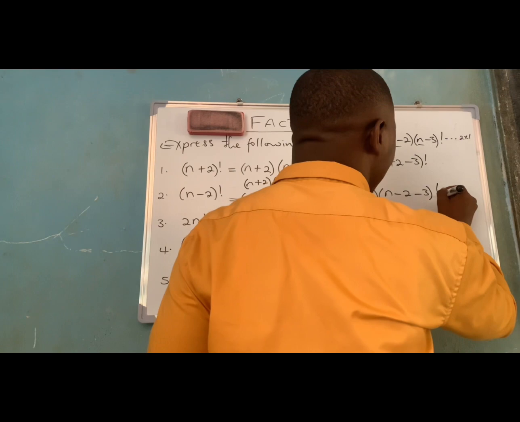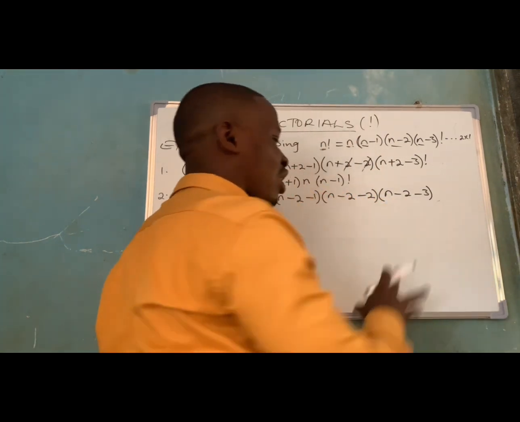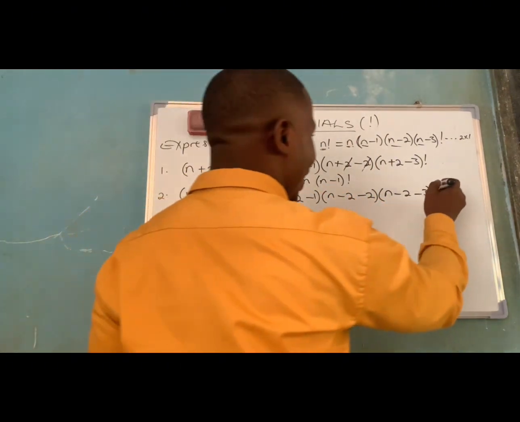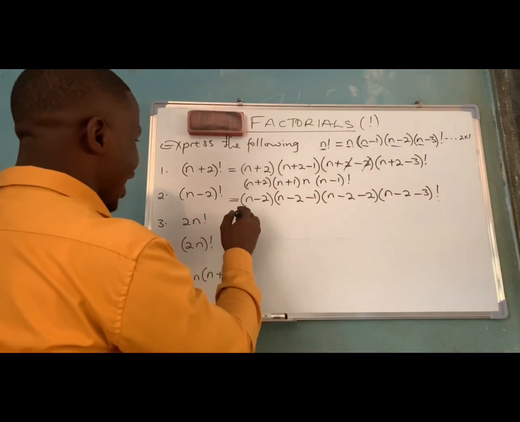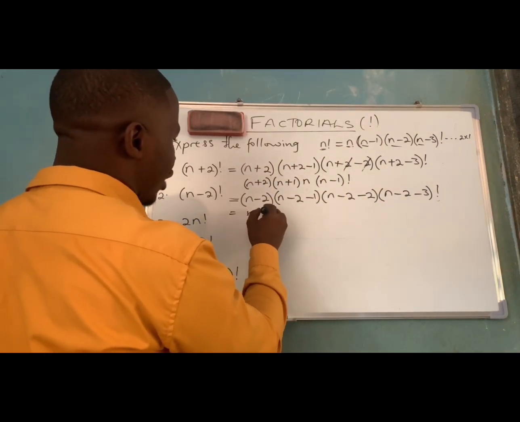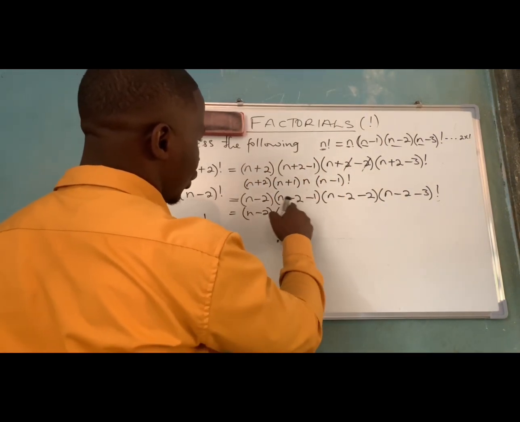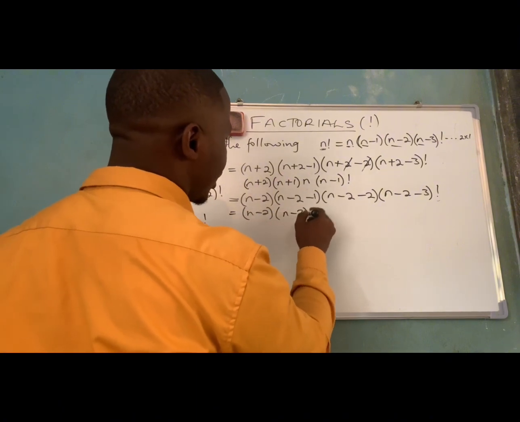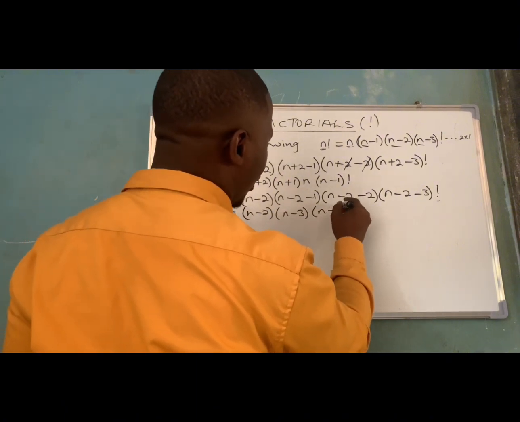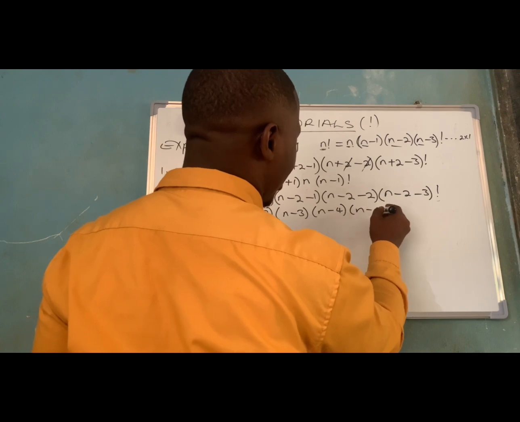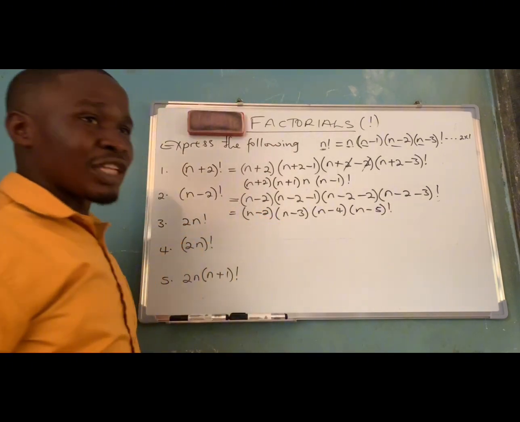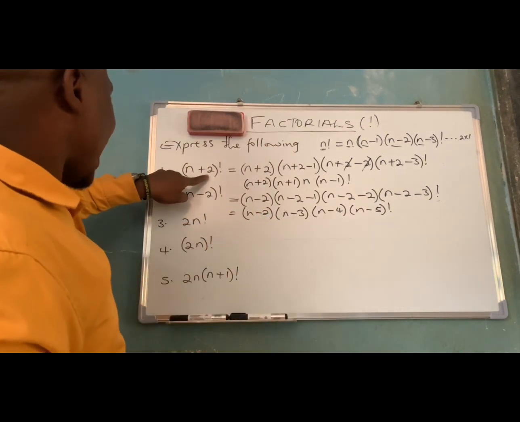So what we must say is a factorial. Without this one, of course, everything is wrong. So we have the factorial. So we can deduce that this is n minus 2, so this is n minus 3, this is n minus 4, and that one is n minus 5 factorial. So let us try to compare. This is n plus 2.